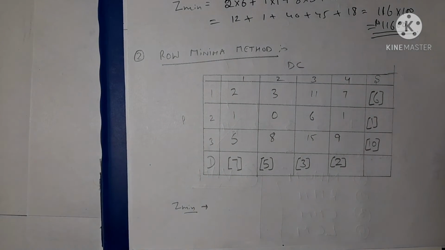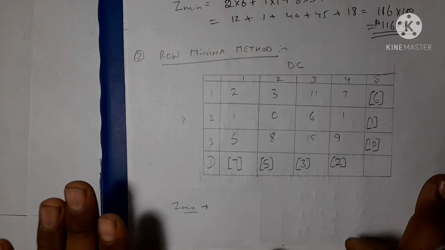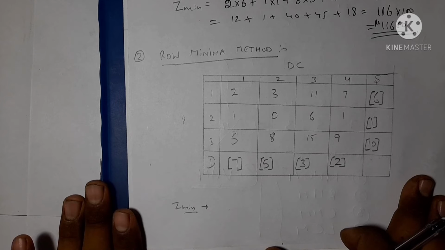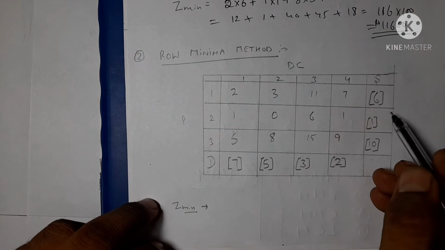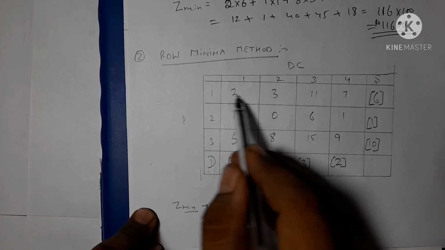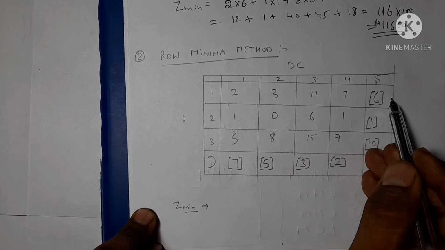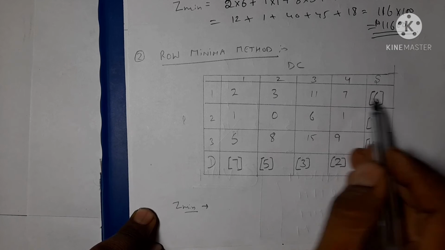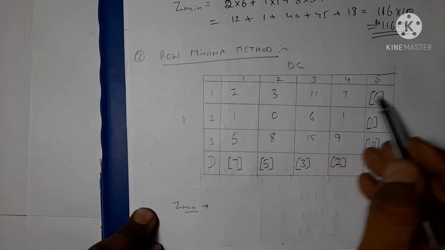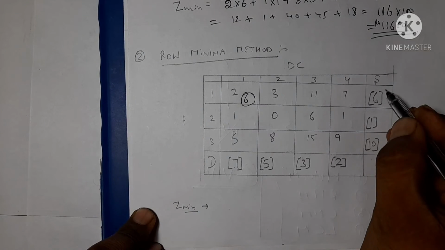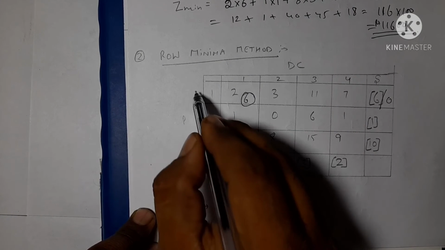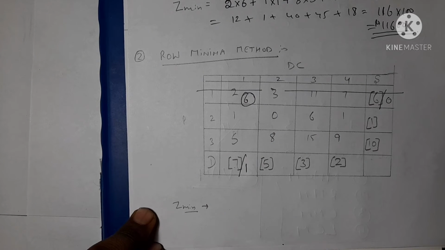Okay, now next is the row minima method. Just what we did, we just made the table, nothing else we did. Now row minima means you need to take the first row and its minimum element. The minimum element in the first row is 2. Here 6, 7. Now we are giving 6. 0, 1 pending. Row struck off.